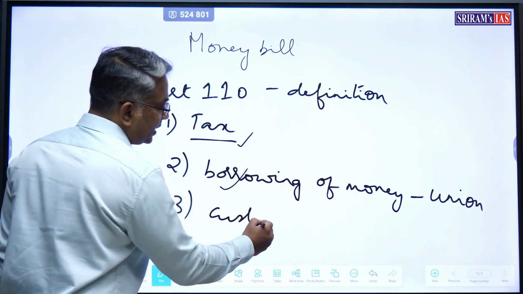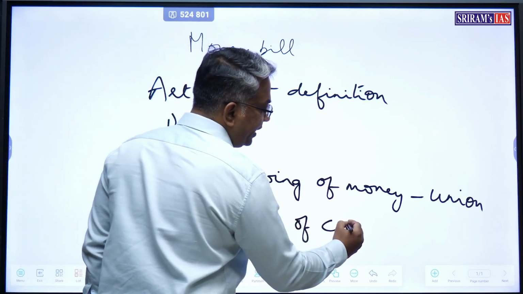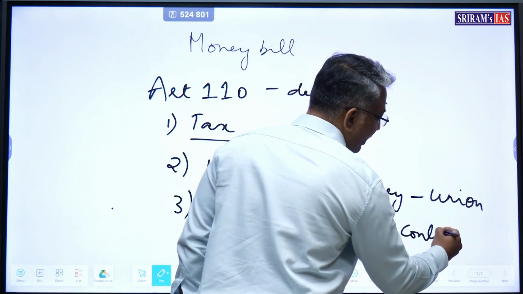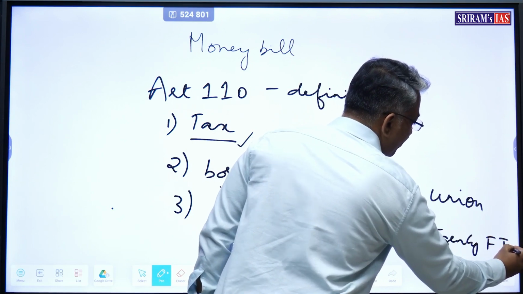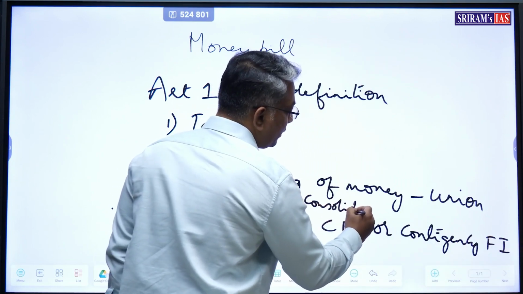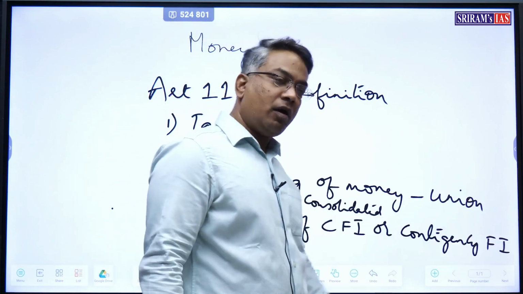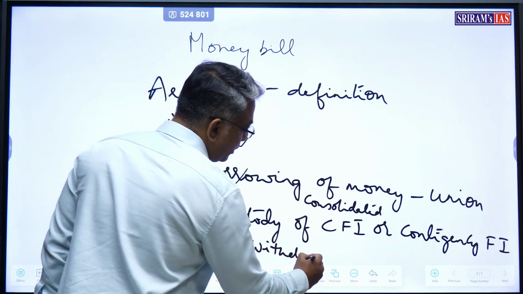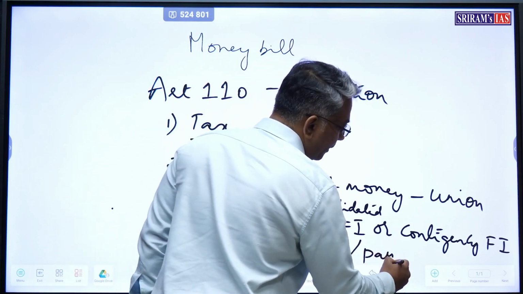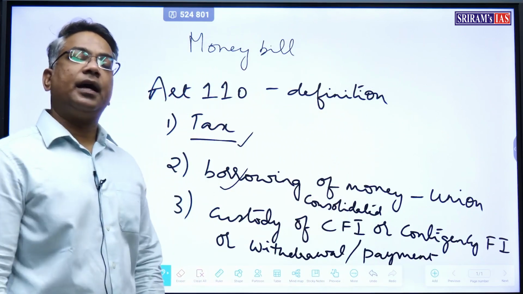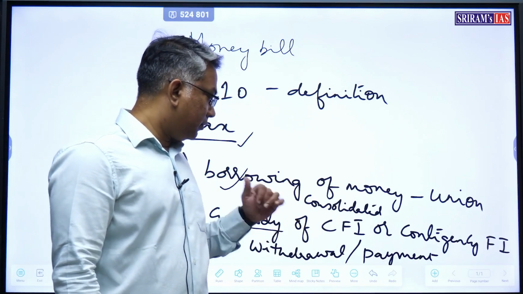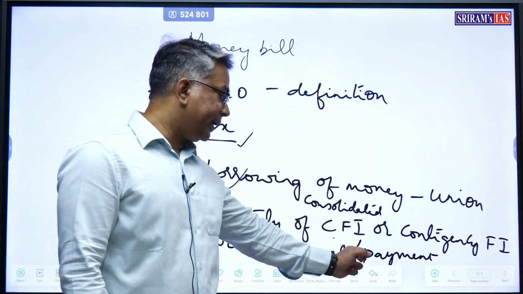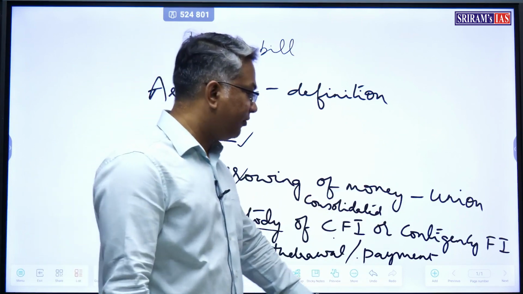Number 3, custody of Consolidated Fund of India or Contingency Fund of India, or receipt or withdrawal of money into or payment of money into Consolidated Fund of India or Contingency Fund of India. So, it deals with the custody of the Consolidated Fund of India or Contingency Fund of India or payment into or withdrawal from Consolidated or Contingency Fund of India.